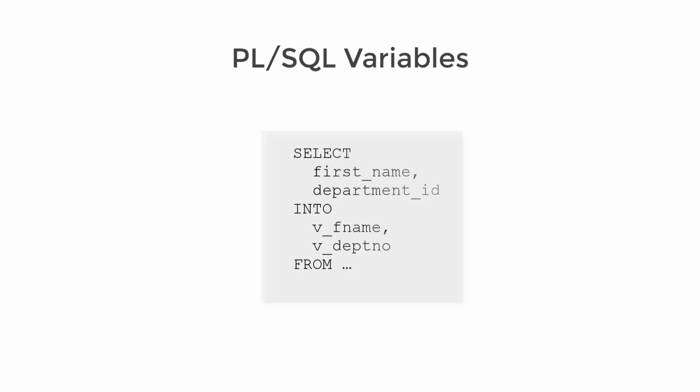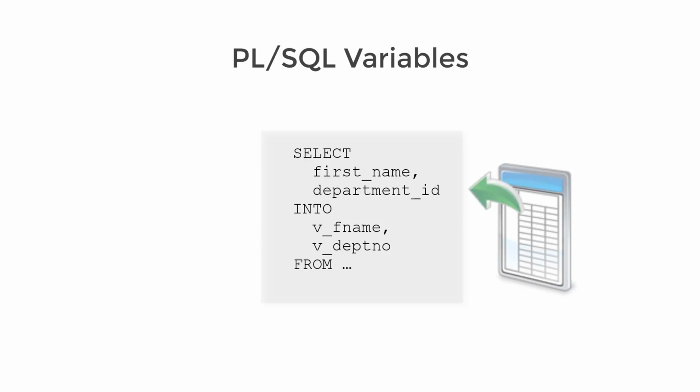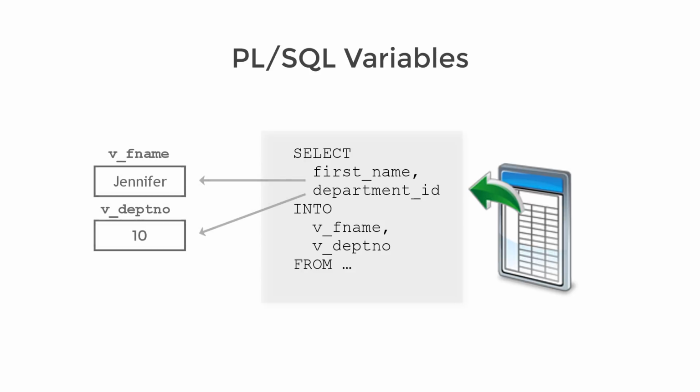Consider the PL/SQL statement shown on the screen. The statement retrieves first_name and department_id from the table. If you have to manipulate first_name or department_id, you have to store the retrieved values in variables. Variables can store any PL/SQL objects such as scalar data types, cursors, records, large objects, and so on.